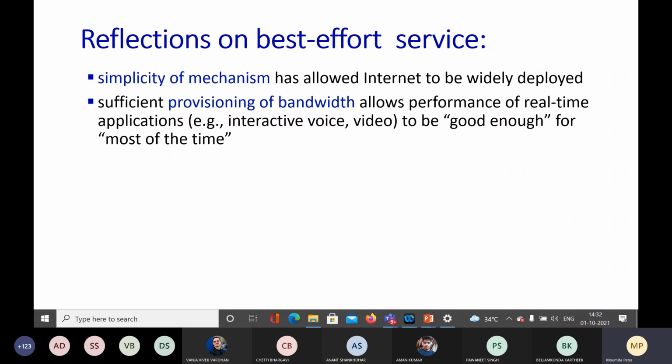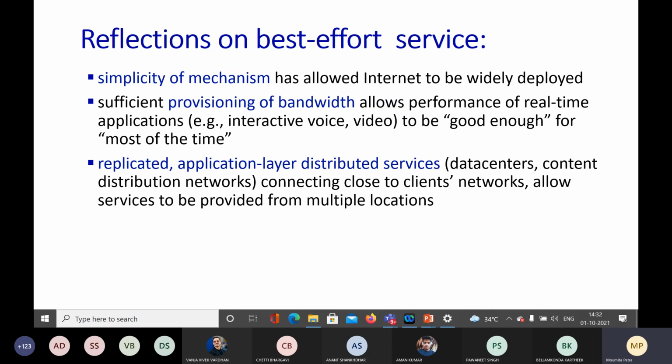So basically, what it says is that if you do have a good provisioning of bandwidth in your link, that means if you have a good link capacity, that will anyway allow a good real-time performance, right? For some real-time applications like interactive voice, video, etc. So if you have a good enough performance, it is okay for an average customer in general. That is why, because it is simple and it gives a good enough performance, it is used widely.